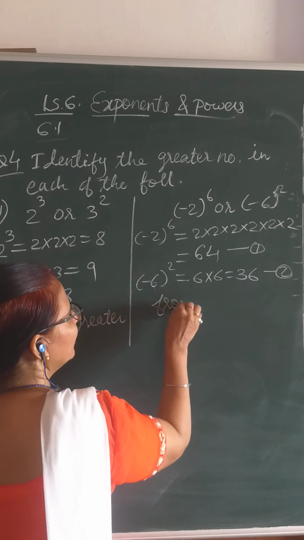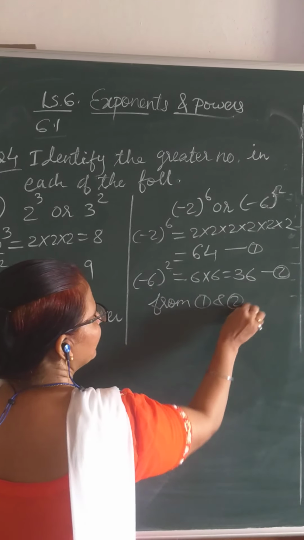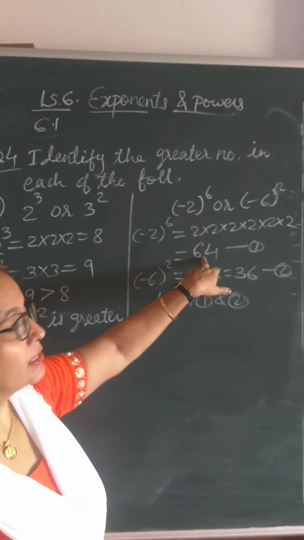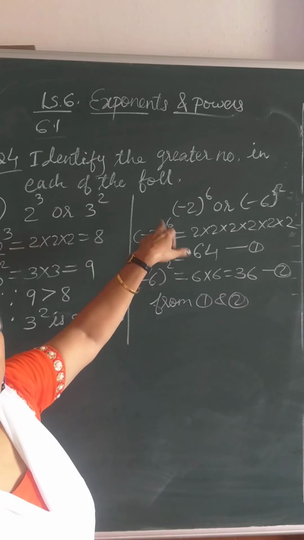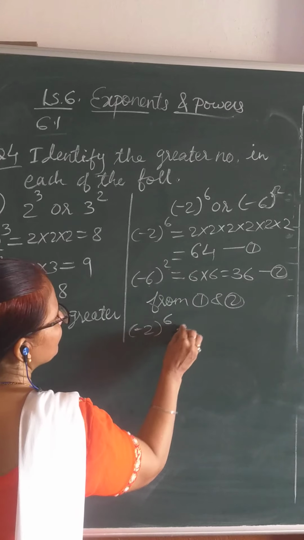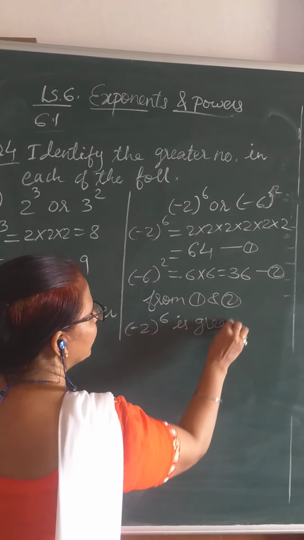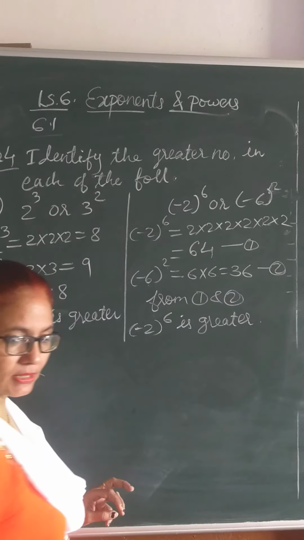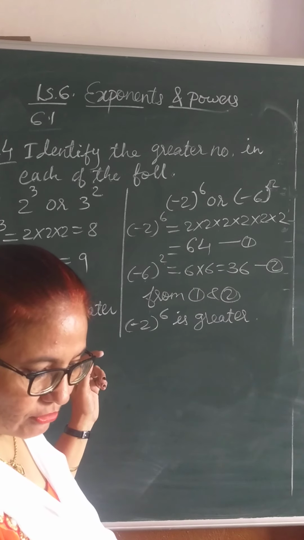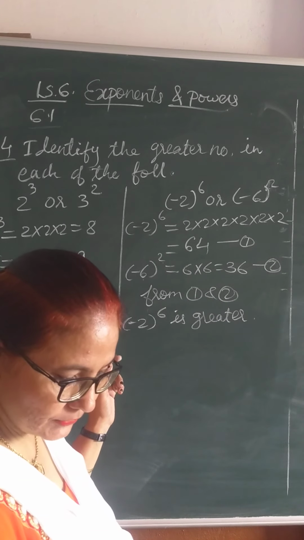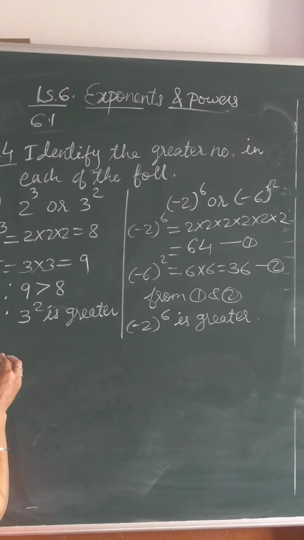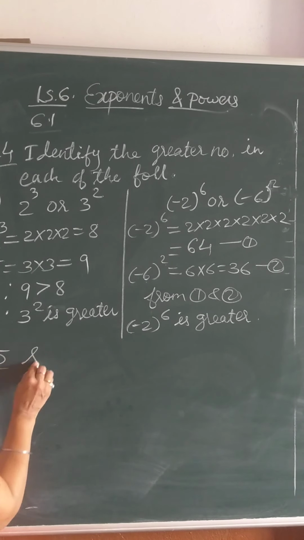Now from 1 and 2, what you can observe children, is that this 64 is greater than 36, and this 64 is the answer for minus 2 raised to the power 6. So it means minus 2 raised to the power 6 is greater. Now this was question number 4. Question number 5, children, you see, simplify is there. Let's see that also. Question number 5, simplify.